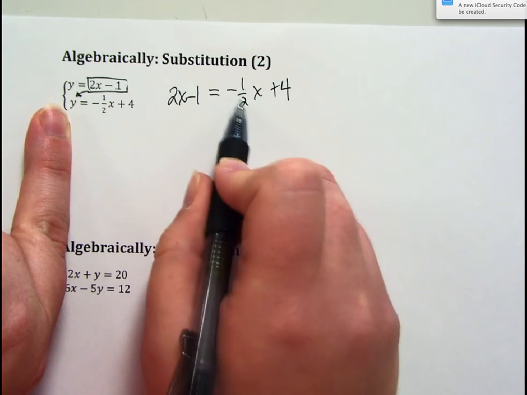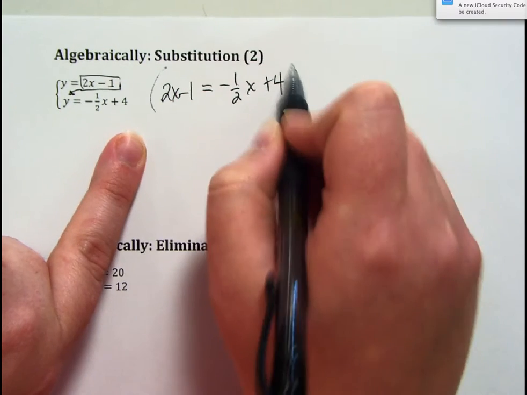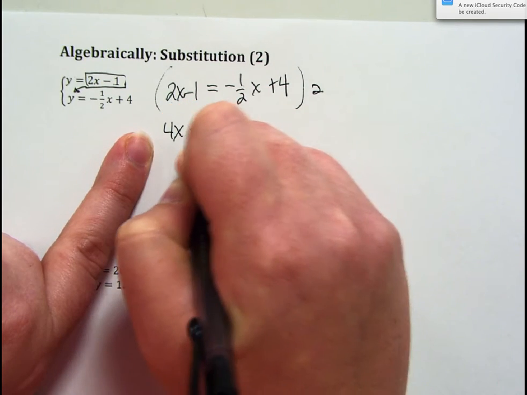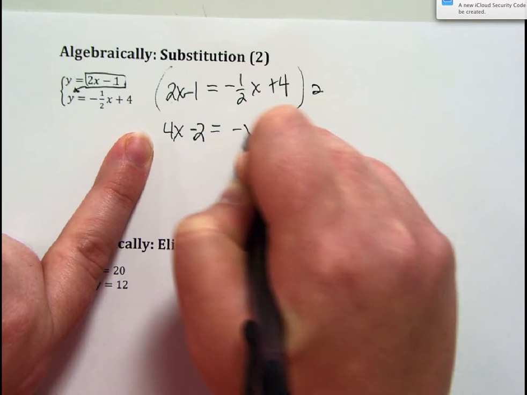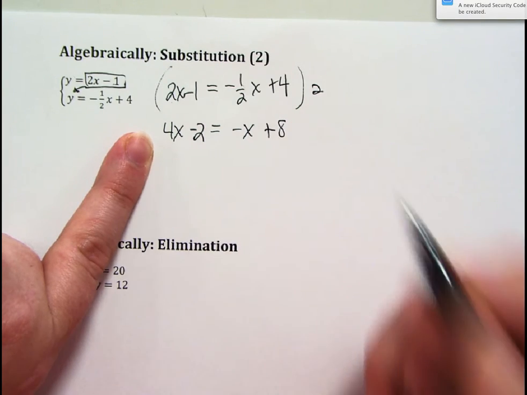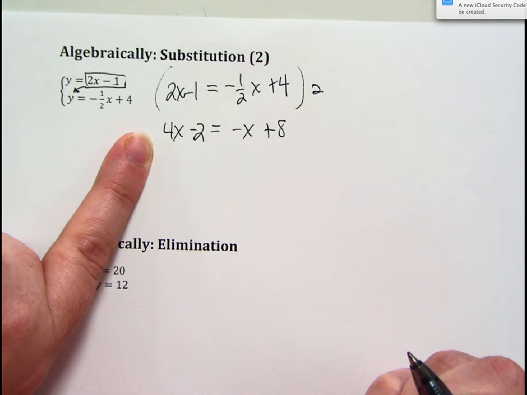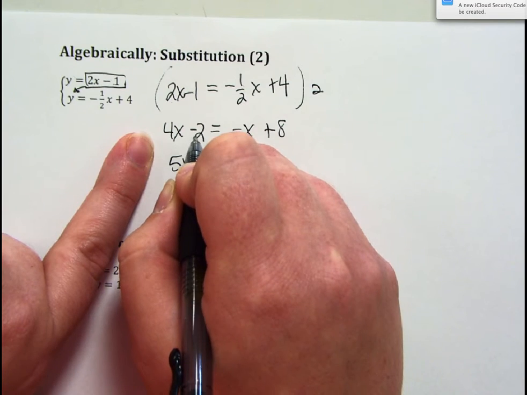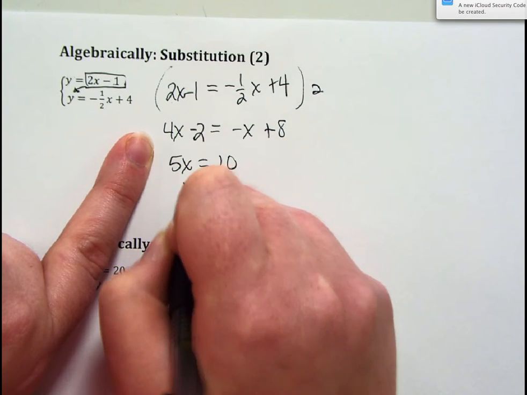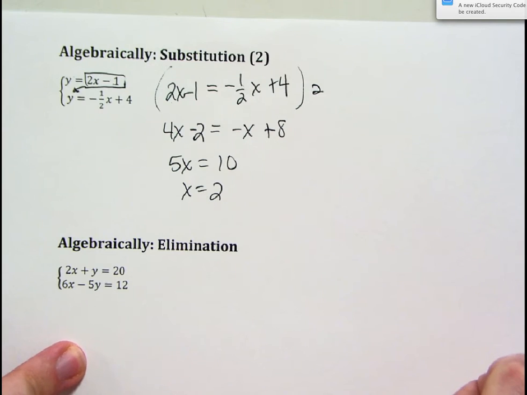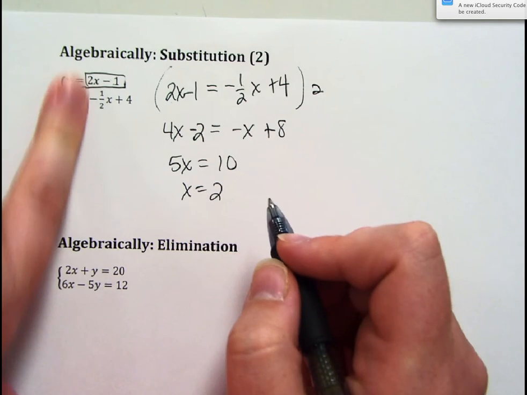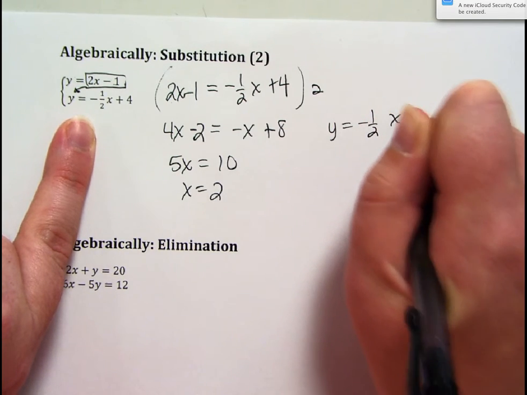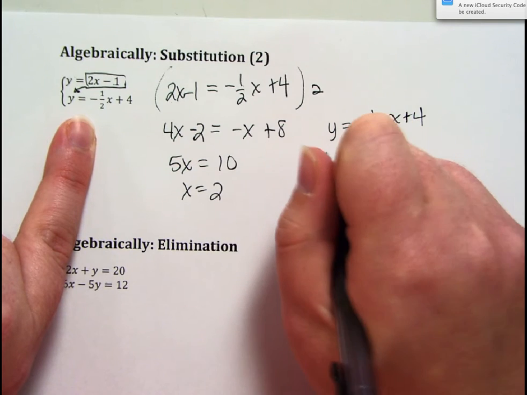What I'm going to do is get rid of the fraction as my next step. So I'm going to multiply everything by 2. So we get 4x minus 2 equals negative x plus 8. Add x to both sides. Add 2 to both sides, and then divide by 5. x equals 2. And now that I know my x coordinate, I can go into either equation. Maybe this time I'll use the second equation, and replace x with 2.